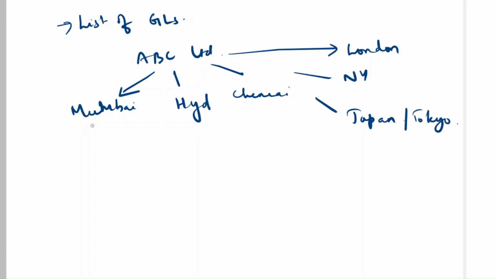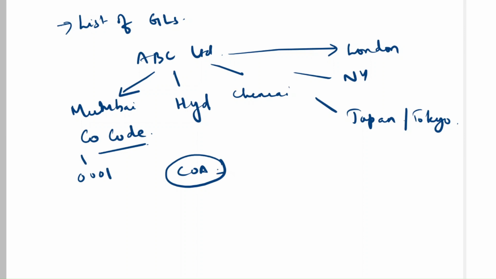In SAP, each of these entities can have a separate company code, say 0001, 0002, and so on. Now when you define a chart of accounts, especially an operational chart of accounts, it can be a common chart of accounts that can be used by all these entities. All of these will have the same chart of accounts, which is going to be used for preparing financial reports.